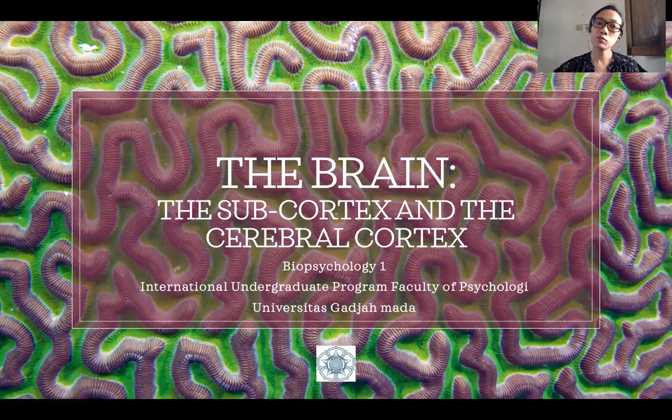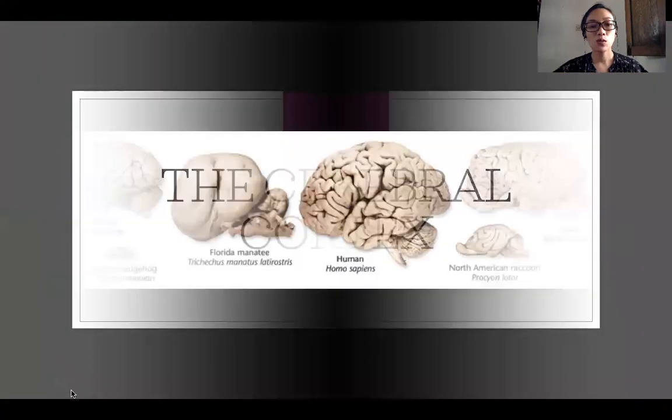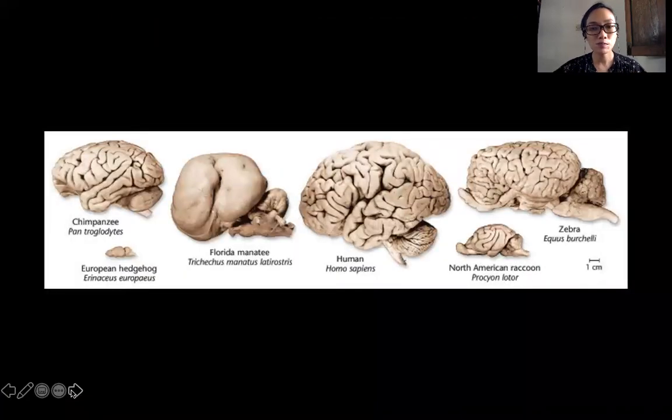In this video, we'll be continuing learning about the brain and looking closer at the cerebral cortex as the most prominent part of the mammalian brain. All right, so as you can see in these pictures here, the basic organization of the cerebral cortex is remarkably similar across vertebrate species. So the comparison here is some of the brains of mammals.